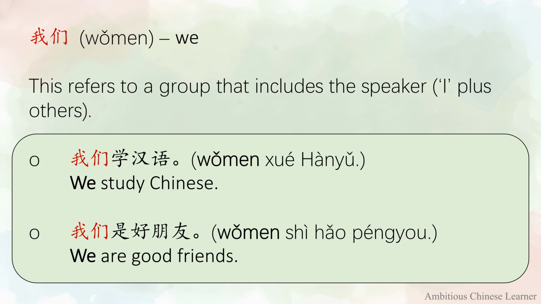我们, we. This refers to a group that includes the speaker, I, plus others. 我们学汉语. We study Chinese. 我们是好朋友. We are good friends.